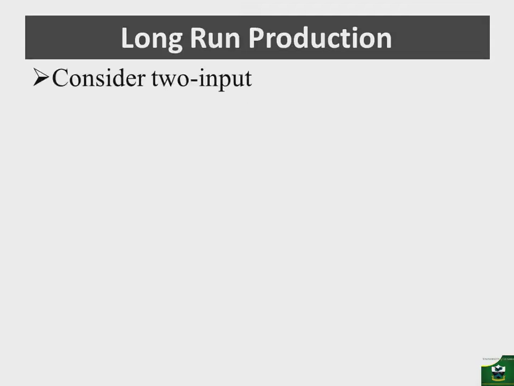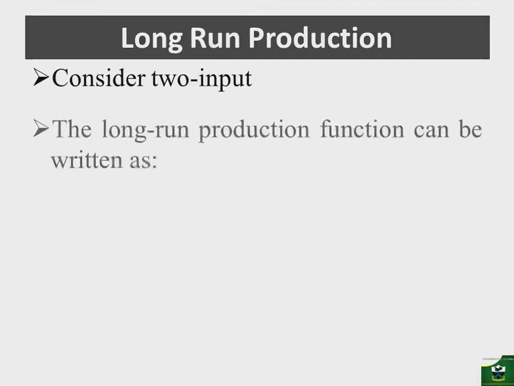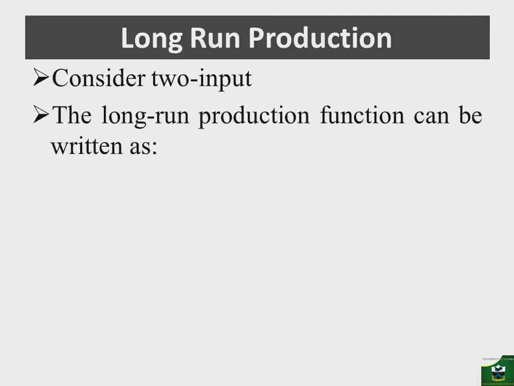Okay, so consider two inputs, that is capital and labor. Then the long run production function can be written as the function of capital and labor, where this time around capital has no bar on top of it to mean that we are in the long run. Remember that when we were in the short run, capital had a bar here to indicate that capital was fixed. But in the long run, capital and labor are all variables. So therefore, we are able to change their amounts during the production process.